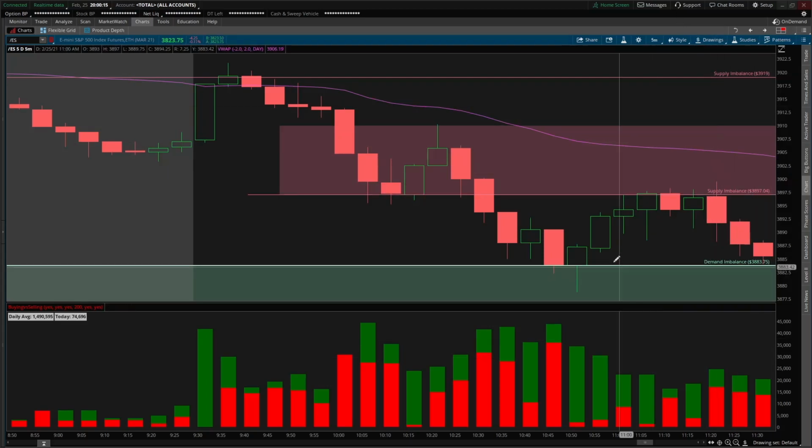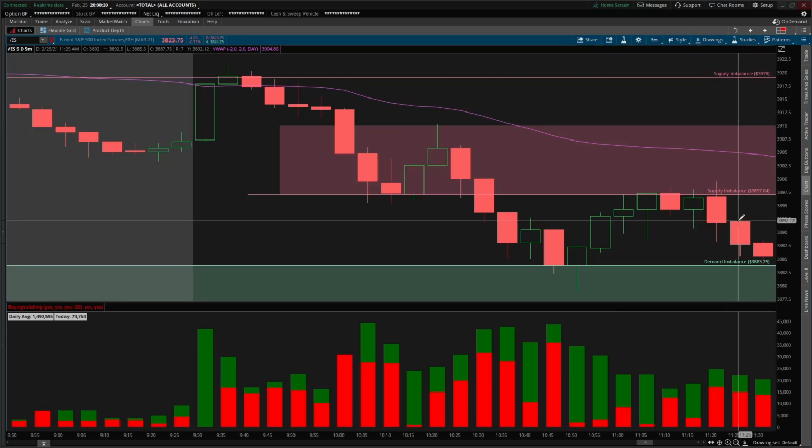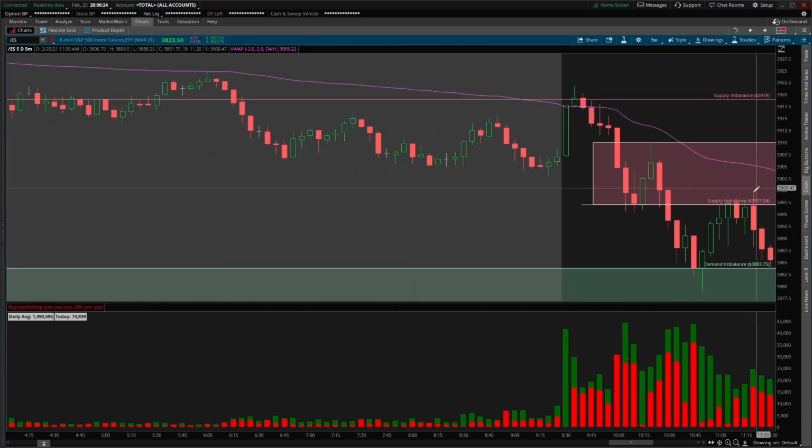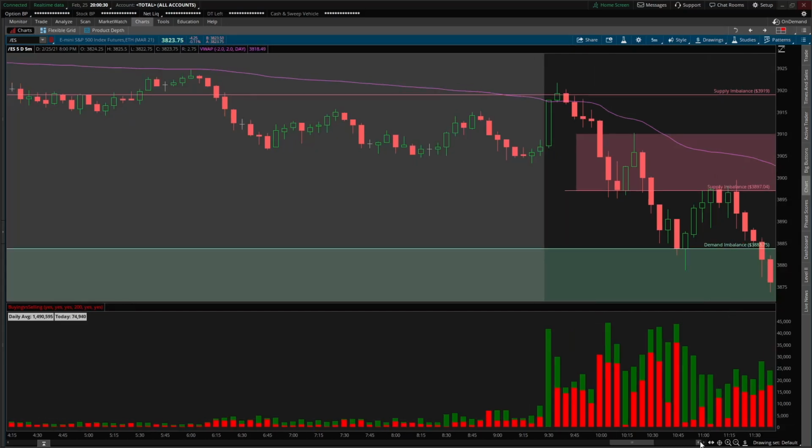We rejected the supply and we finally broke the low of that demand zone. So I left a lot of meat on this bone. My execution today was not very good. As soon as we rejected the supply, I took it short, stop above 3,900. But as soon as we broke the low, I exited this trade.